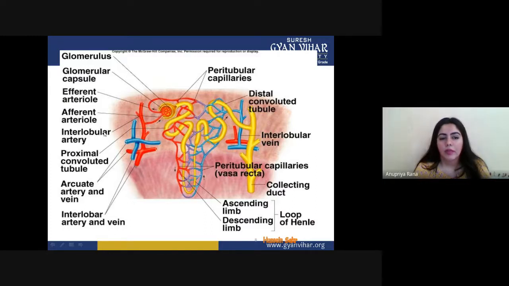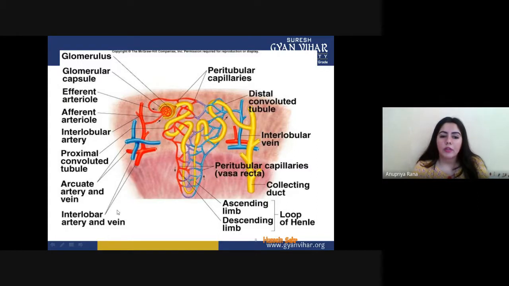Second one, the interlobular artery, that is present here this way, a small one here. The proximal convoluted tubule, that is this yellow one here. This is basically attached at the center with the glomerulus. And the arcuate artery and veins, they are present here, both the veins in blue and the artery in red.